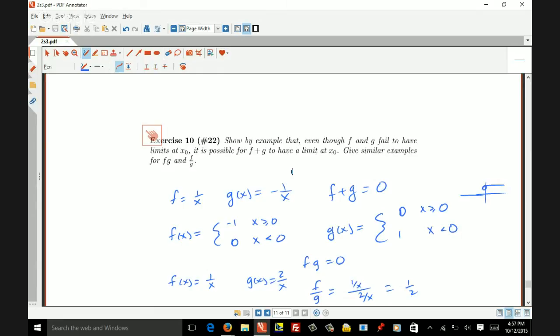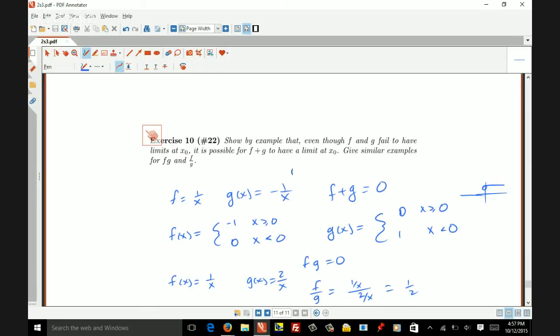Okay, then for all x, y in D with 0 less than |x minus x naught| less than delta n and 0 less than |y minus x naught| less than delta n, we have |f(x) minus f(y)| is less than 1 over n. Now I'm ready to make my sequence.